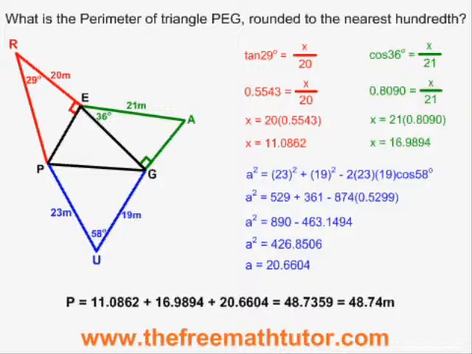But at the end, the 48.7359 has to be rounded to 48.74 because the question asked to the nearest hundredth. 48.74 meters, then, is the perimeter of triangle PEG.